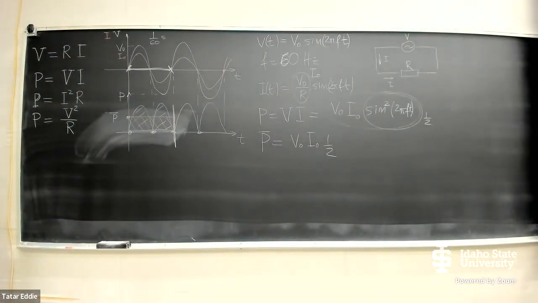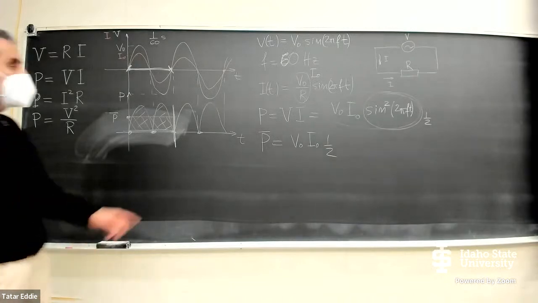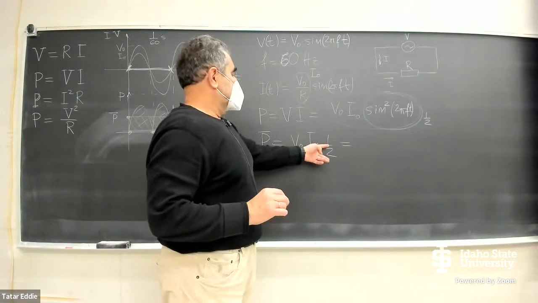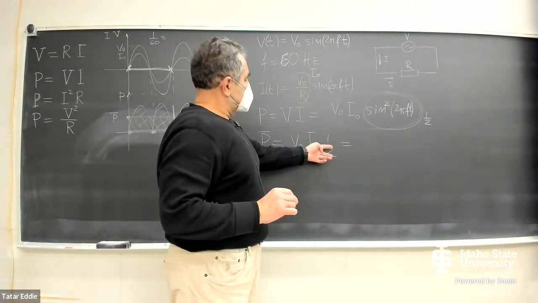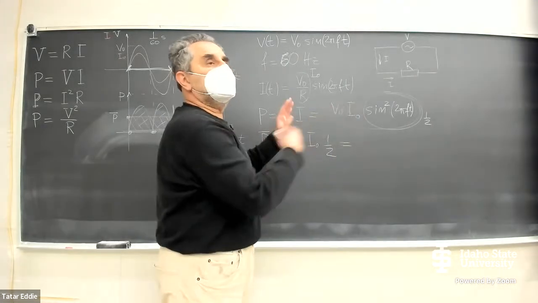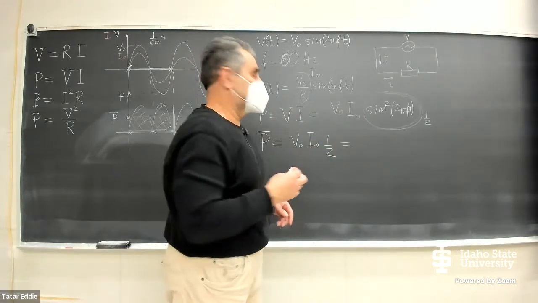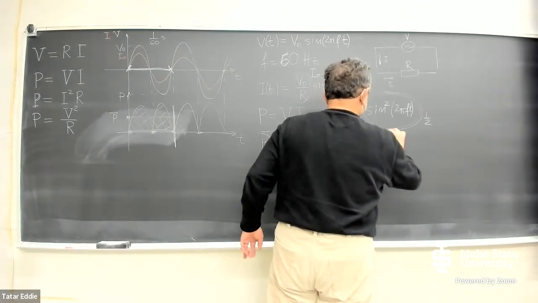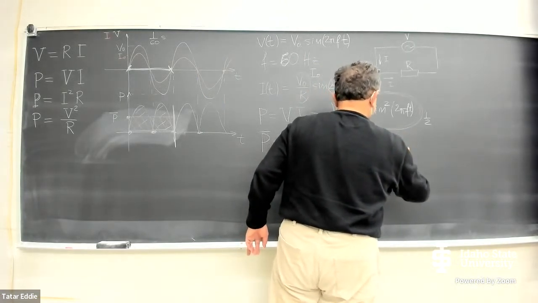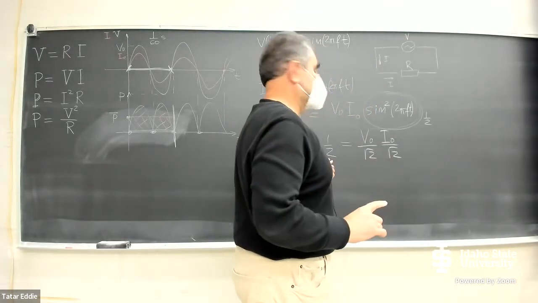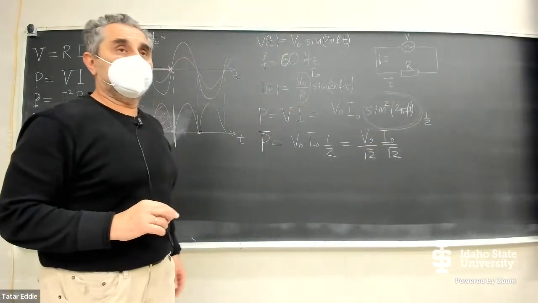And look, it is desirable to express this formula by dividing this 1/2, spreading it equally between the voltage and the current. So you can write this as V naught divided by square root of 2 and I naught divided by square root of 2. So square root of 2 multiplied by square root of 2 is exactly 2. So this is a valid equality.